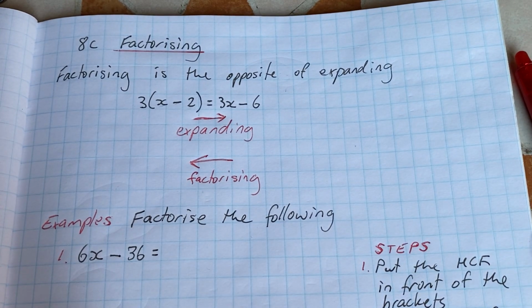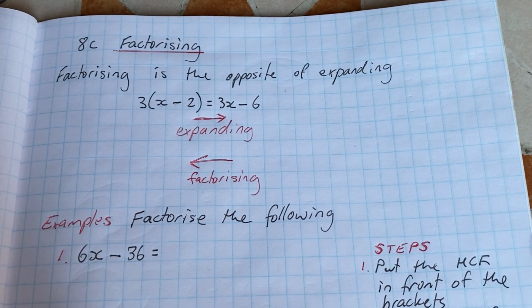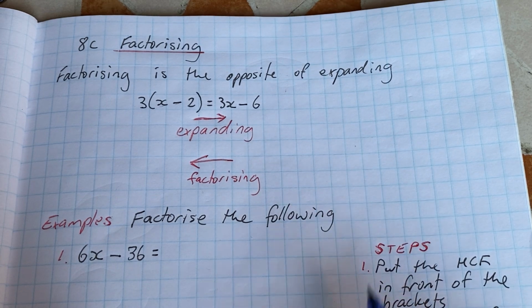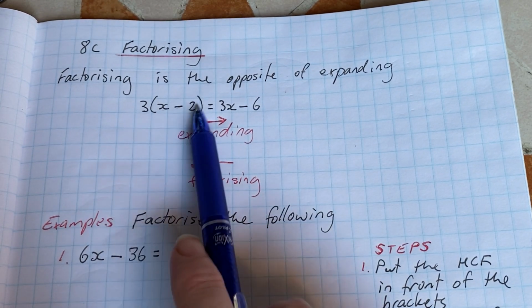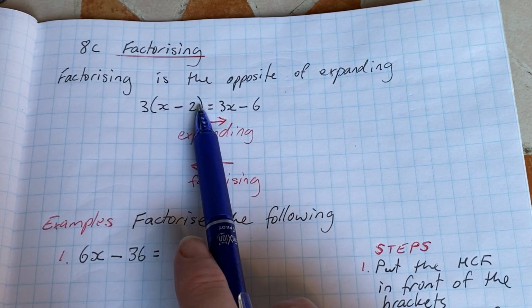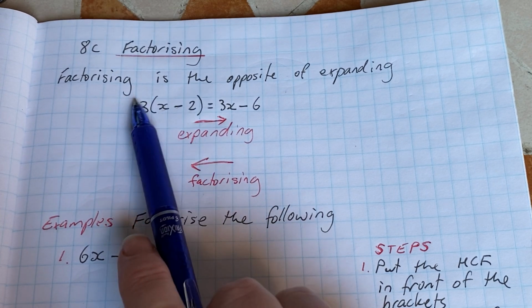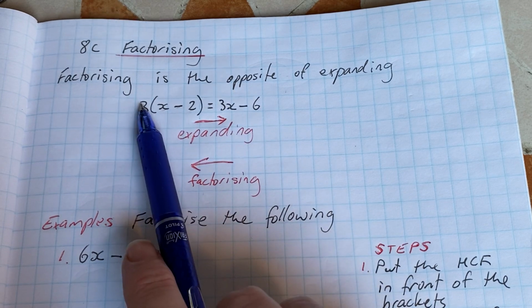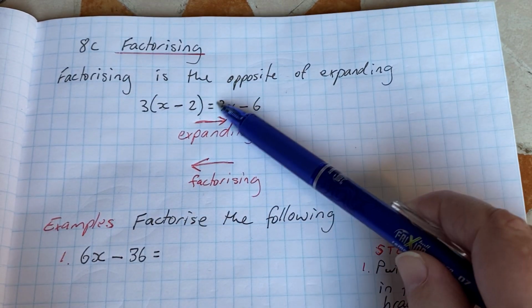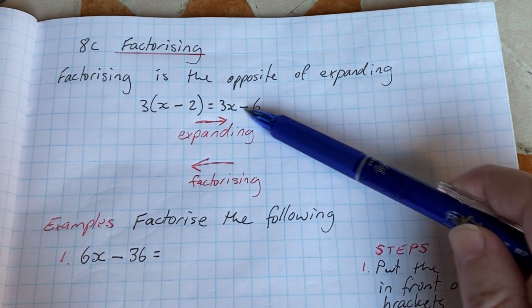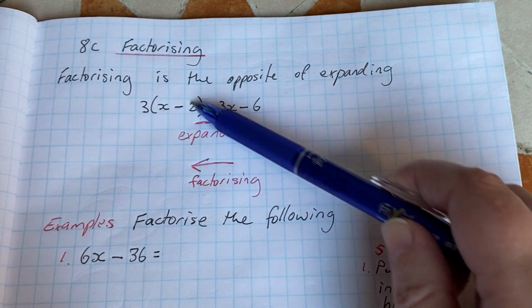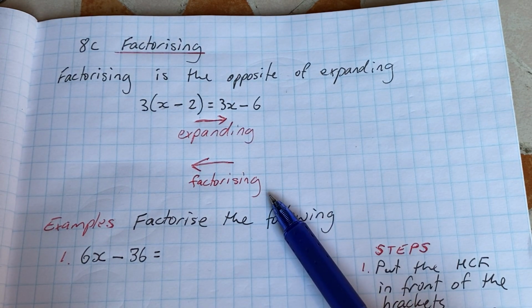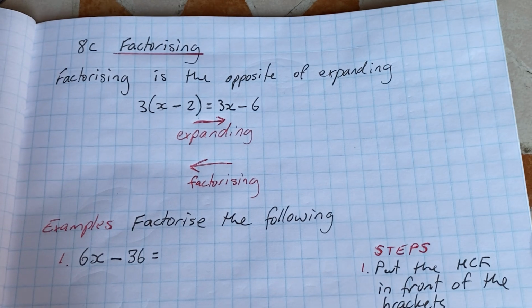Okay, exercise 8C is called factorising. Factorising is the opposite of expanding. So when we had this expression here and we expanded it, 3 times x is 3x, 3 times negative 2 is negative 6, we went that way. If we were to start with 3x minus 6 and go back to put it back into the brackets, we would be factorising. We're doing the opposite.